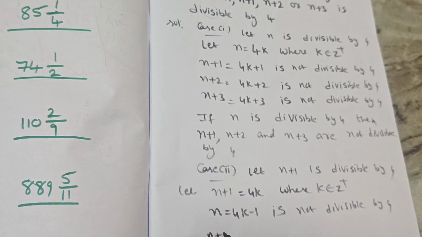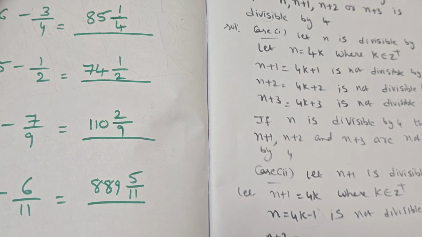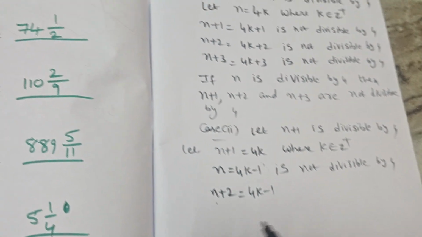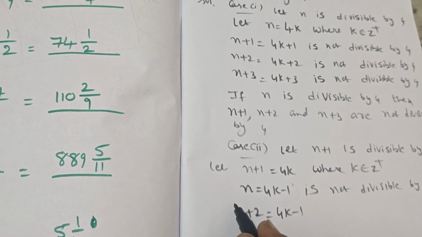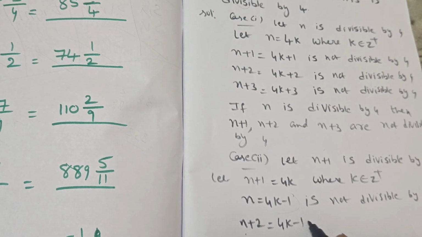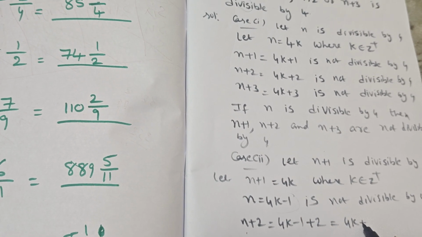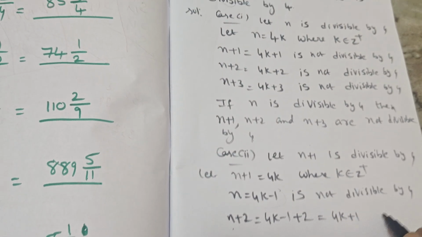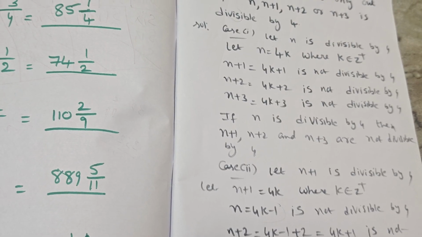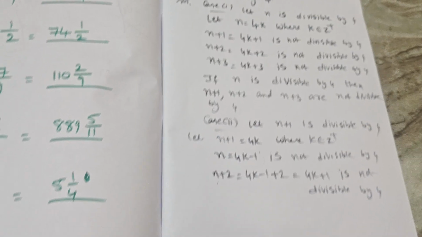Now take n plus 2. What is the value of n here? 4k minus 1. So in the place of n you write 4k minus 1, because the n value is 4k minus 1, plus 2. 4k minus 1 plus 2, how much? 4k plus 1. Is it divisible by 4? No, it is not divisible by 4. If you want, you can substitute any positive integer in the place of k, it is not divisible by 4.